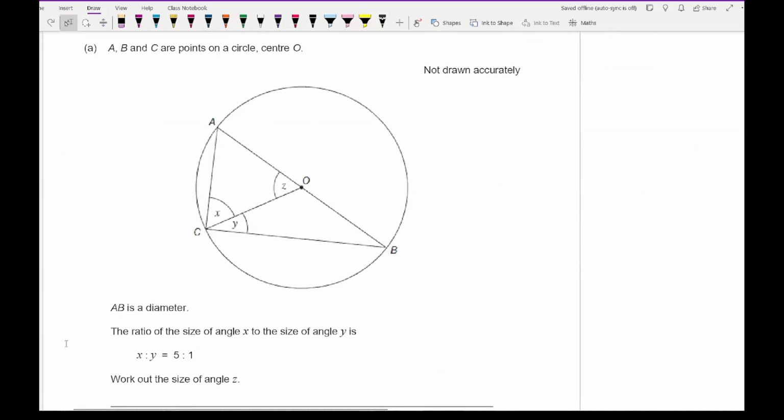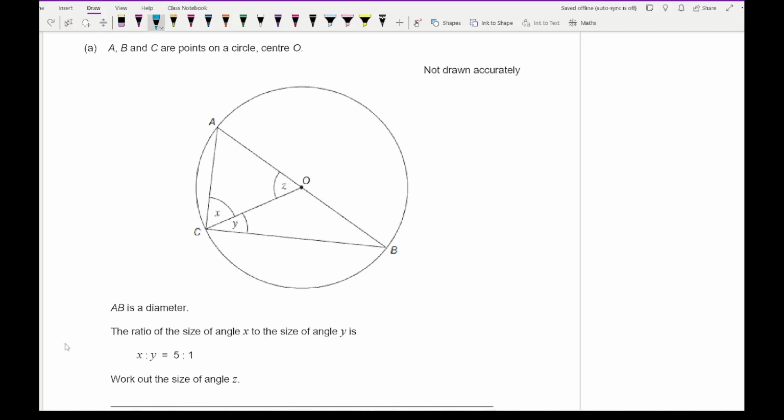Moving on to question 5, it says that ABC are points on a circle with centre O. AB is the diameter. The ratio of the size of the angle X to the size of angle Y is in the ratio of 5 to 1. Work out the size of angle Z.